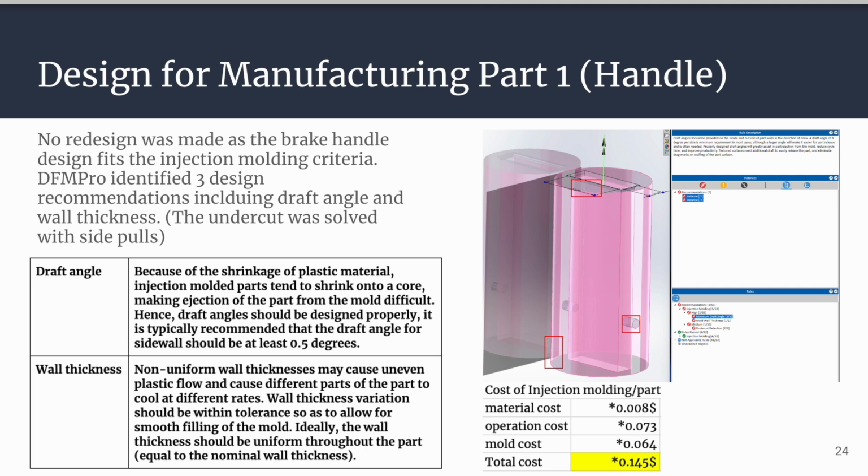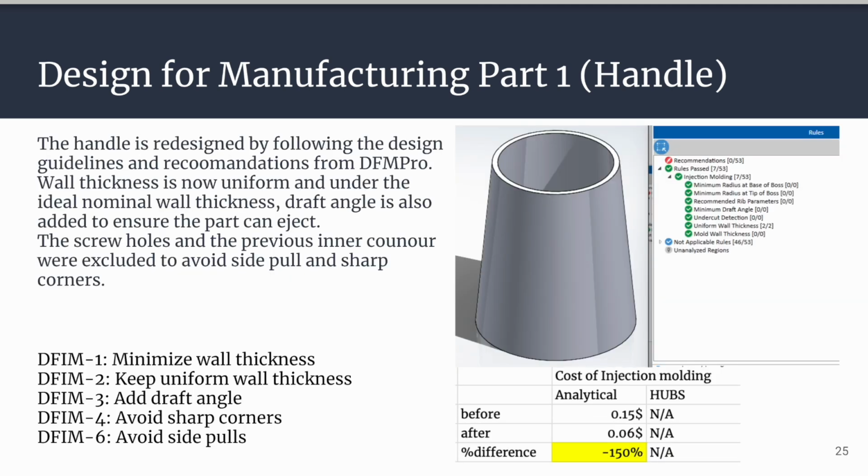DfM Pro identified 3 design recommendations focusing on the draft angle and wall thickness. The cost of the injection molding per part before the redesign was 15 cents per part. Following the design guidelines, the handle is redesigned with a uniform wall thickness that is under the nominal wall thickness of 3 mm. Sacrificing functionality, the screw hole and the previous inner contour were eliminated. This leads to a drastic reduction in cost per part by almost 150%.